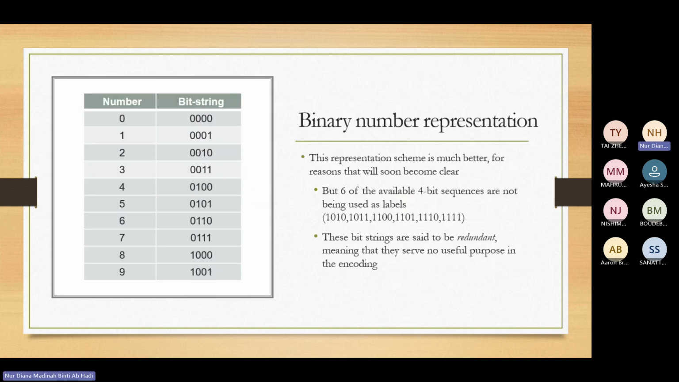Okay, so this binary number representation is much better because of what? Why is this representation scheme much better? Because it doesn't show negative or positive. Okay, it's okay. Later you'll see the reasons.